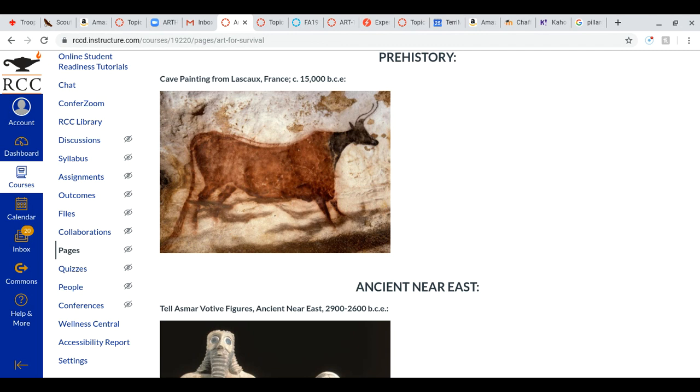You don't want to say something unless it has to do with survival. So you may know something about this image, where Lascaux is, or that there's a separate cave set up for visitors. That's all interesting, but that's not really part of your paper because it has nothing to do with survival. So if you're going to say it, make sure it's adding to the theme of the topic of your paper.